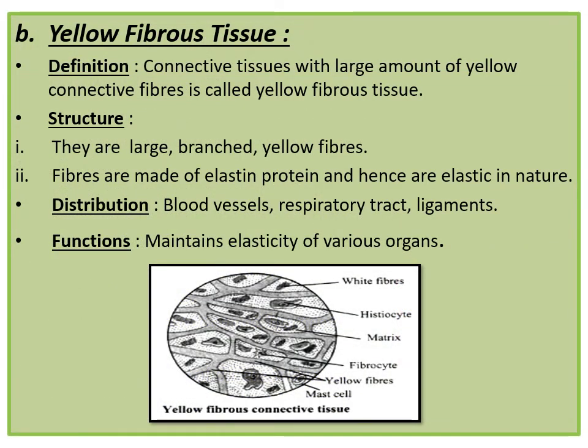So the next one is yellow fibrous tissue. So what is yellow fibrous tissue? Connective tissue with a large amount of yellow connective fiber is called yellow fibrous tissue. These are found in blood vessels, respiratory tract, ligaments, etc. If we look at the picture, we can see that they are large, unbranched, yellow colored fibers. The fibers are made of elastin protein, hence they are elastic in nature. The most important function of yellow fibrous tissue is that it helps in maintaining elasticity of various organs.